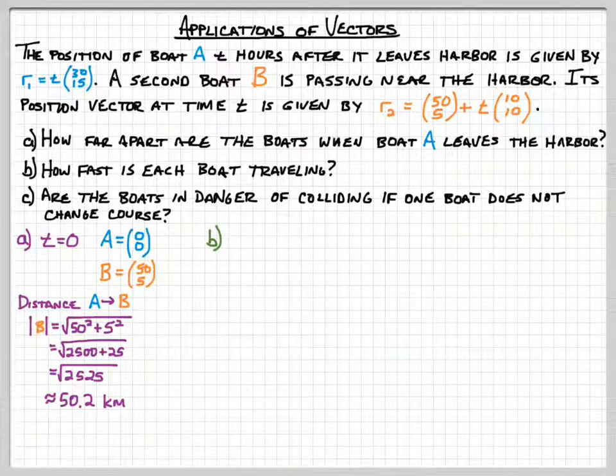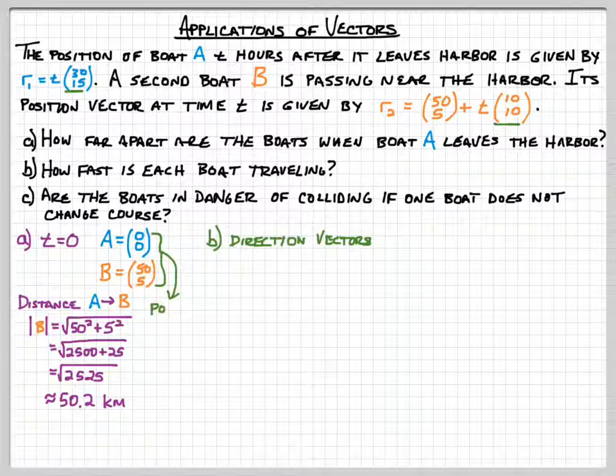Now, how fast is each boat traveling? We have to now look at our direction vectors. So first, that's going to be (30, 15) for our r sub 1, and (10, 10) for our second boat B, r sub 2. Now, remember, these first ones that we did in part A were our position vectors. So now we're looking at the direction vectors, because the direction vectors are basically the same thing as our velocity.